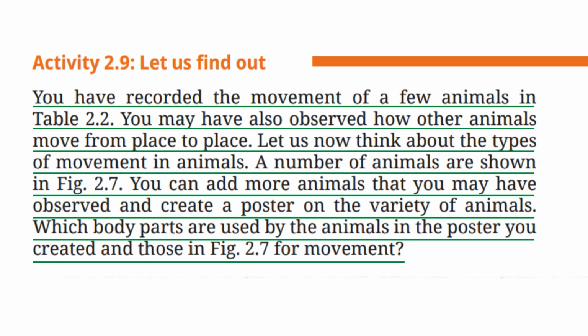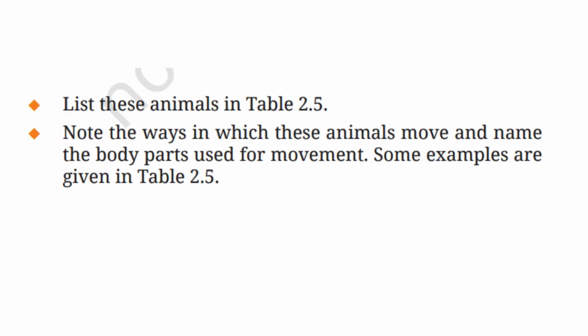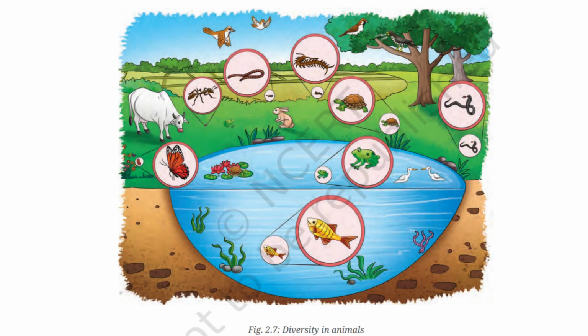Which body parts are used by the animals in the poster you created and those in figure 2.7 for movement? List these animals in table 2.5. Note the ways in which these animals move and name the body parts used for movement. Some examples are given in table 2.5. So, in this activity, we observe how different animals move and which body parts they use for movement.